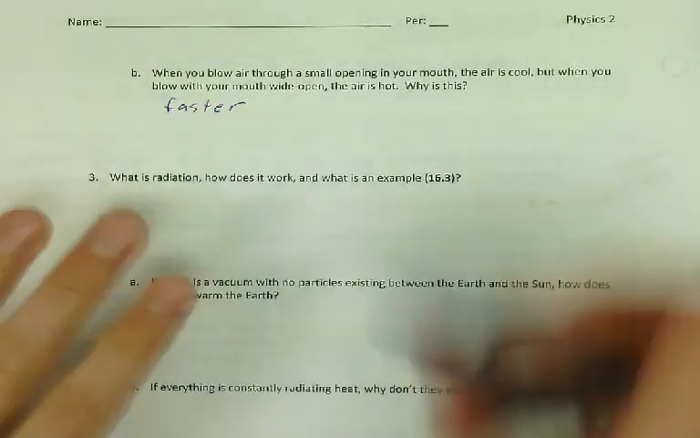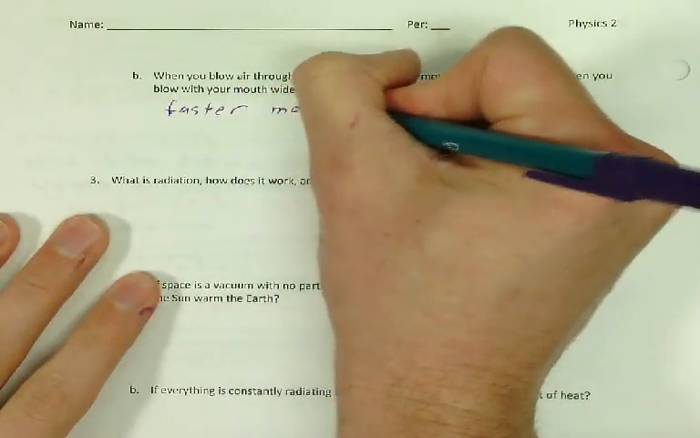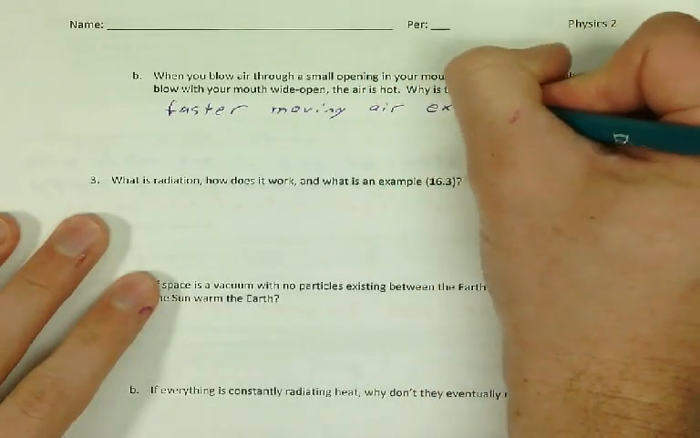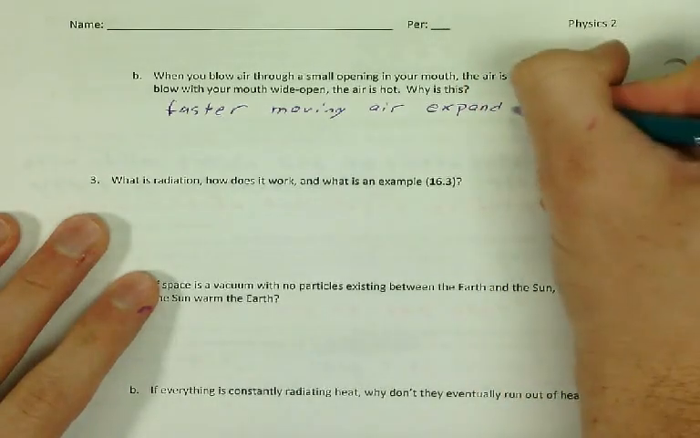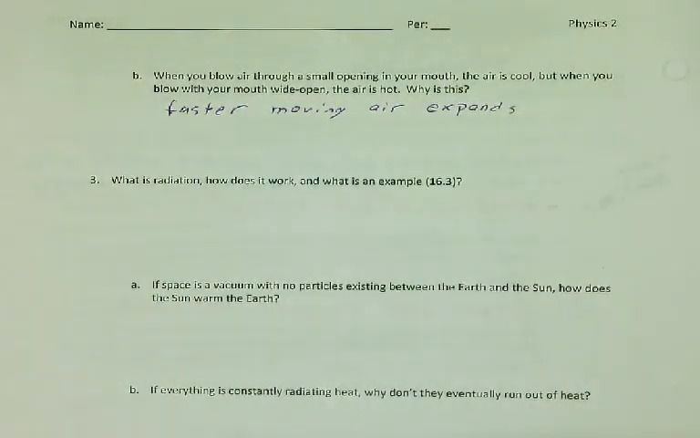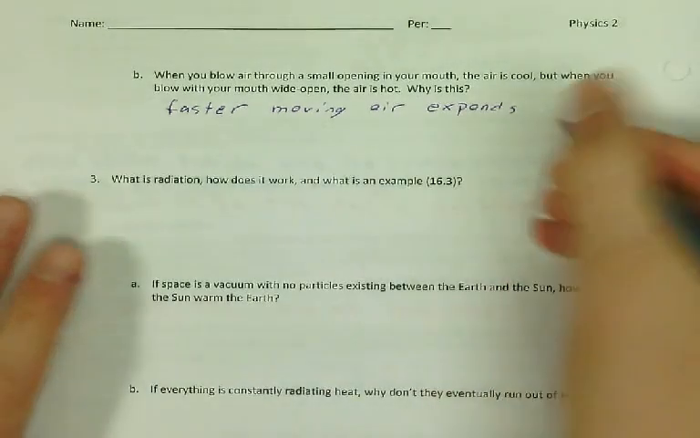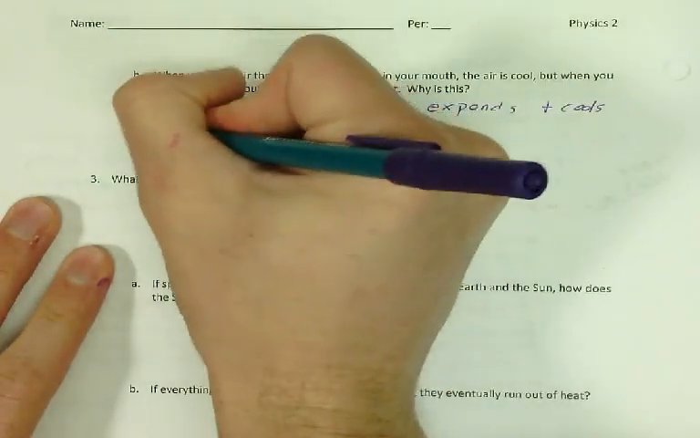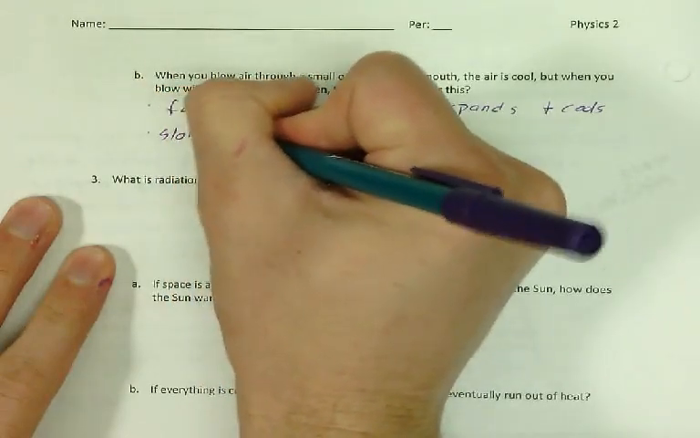Okay? Faster moving air expands. When it expands, it cools, right? Hot air rises. When it's less dense, it cools up there, and then it'll sink again. So faster moving air is less dense. We talked about in the last unit, we said when particles go through faster, the density or the temperature lowers. Okay? So faster moving air expands and cools. Slower moving air does the opposite.